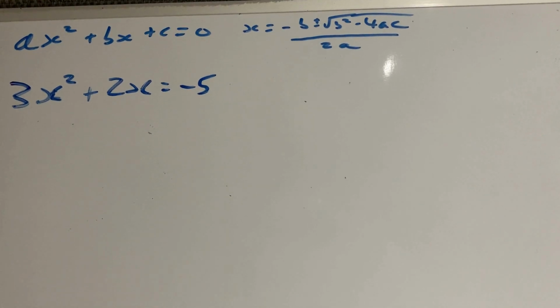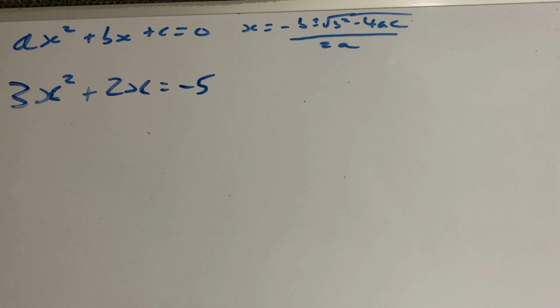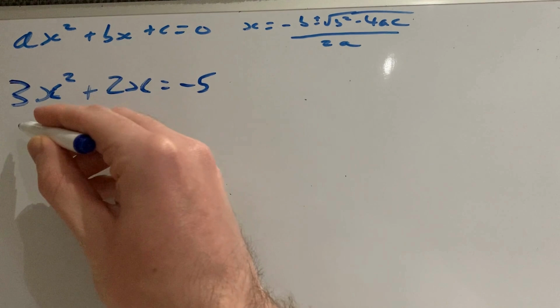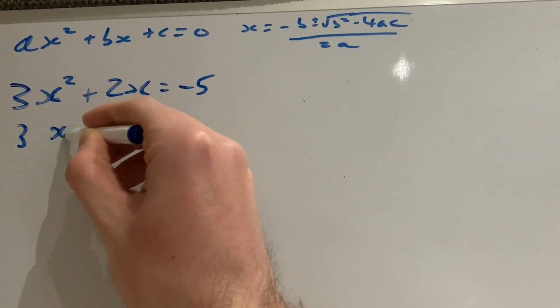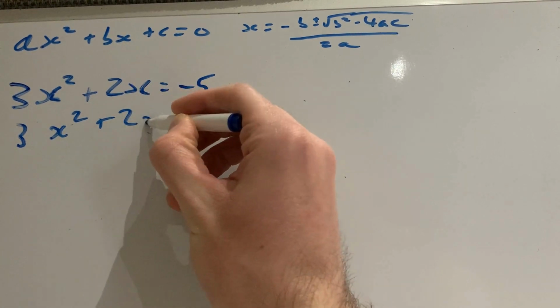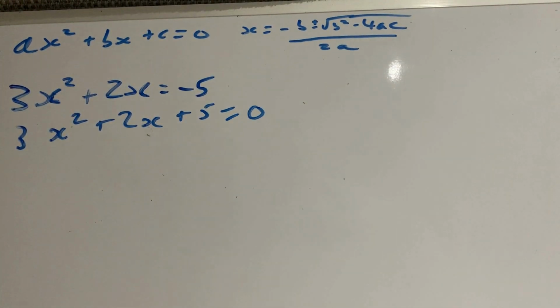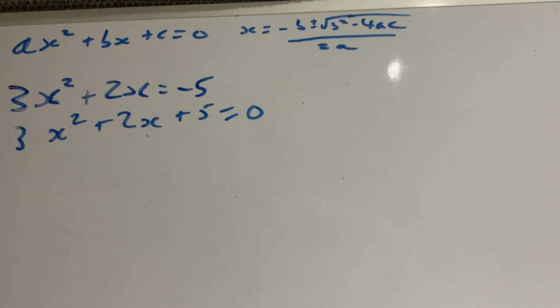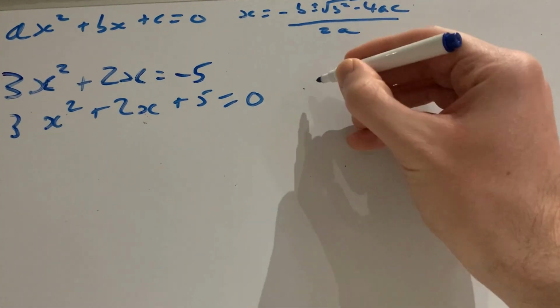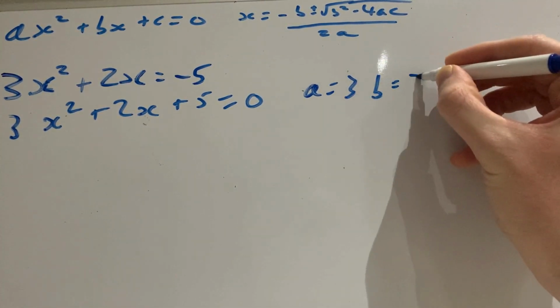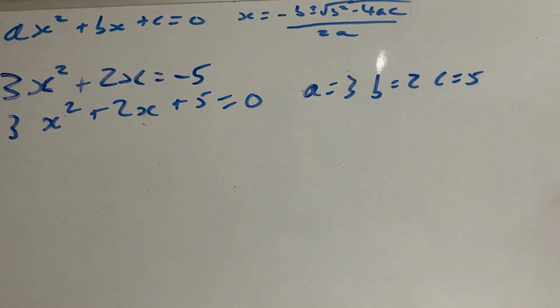Okay, so for our final example, we have 3x squared plus 2x equals minus 5. So you know what to do here. We're going to rearrange, so we're going to add 5 to both sides. We're going to get 3x squared plus 2x plus 5 equals 0. And then we're going to write down our values of a, b, and c. So a is going to be 3, b equals 2, c equals 5.